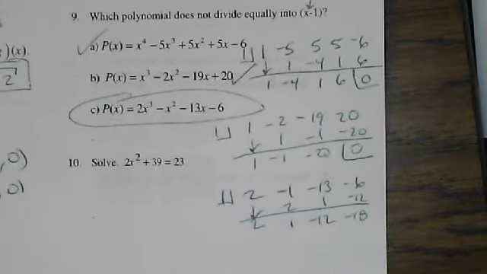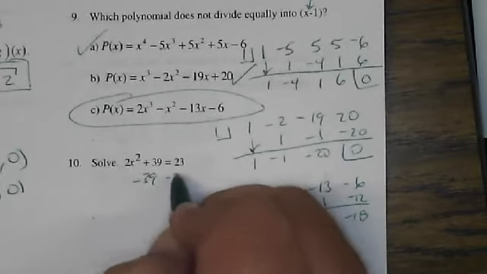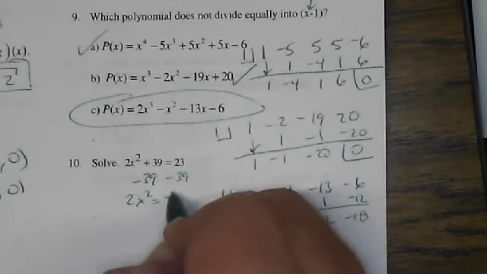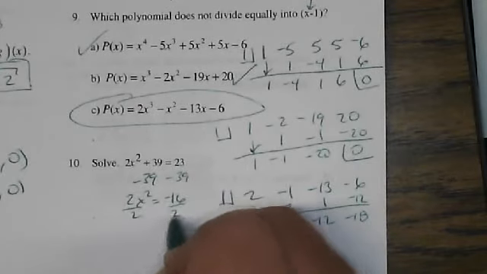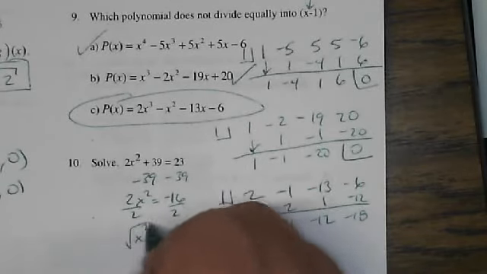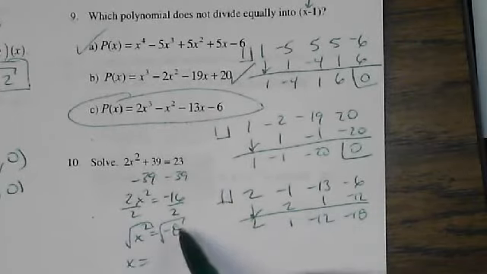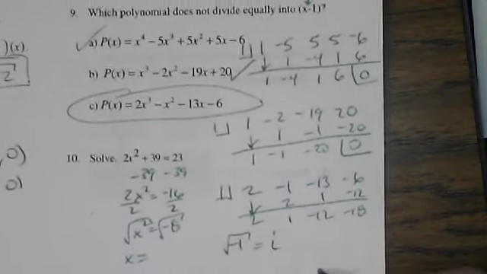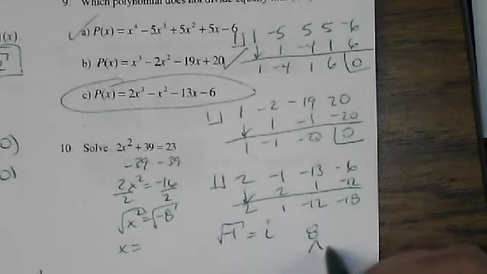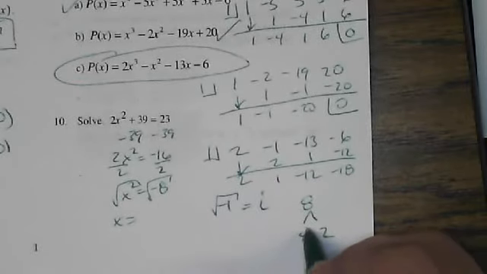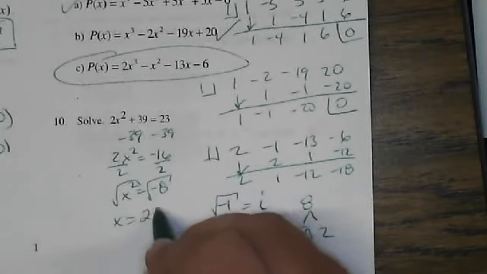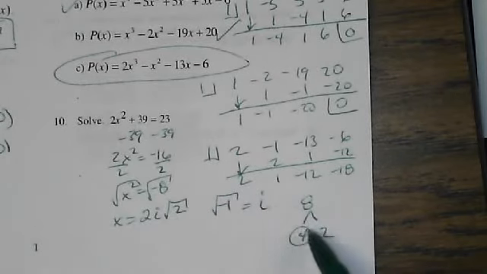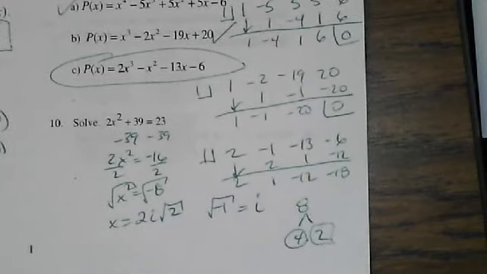Number 10, you're solving by square roots. So you subtract 39 from both sides. So 2x squared is equal to negative 16. Divide by 2. X squared is equal to negative 8. Take the root. X is equal to, now the square root of negative 1 is i. Okay. 8, split that up, that's 4 times 2. This is a perfect square. So it's 2i square root of 2. That 4 comes out, and then that 2 stays in the radical. That is the first page. Now with volume.